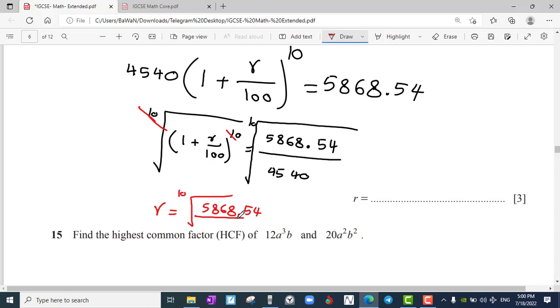5868.54. I didn't work this side out to avoid rounding. I just keep it exact. 40. To remove this one, we write here minus 1. And to remove this 100 under the R, we multiply this whole side by 100. Now it's time to put this in the calculator and find the value of R.